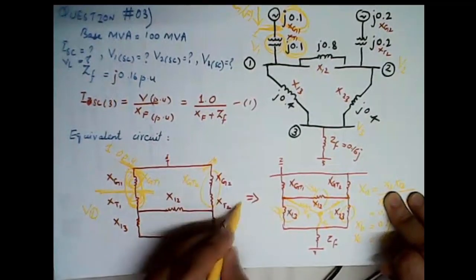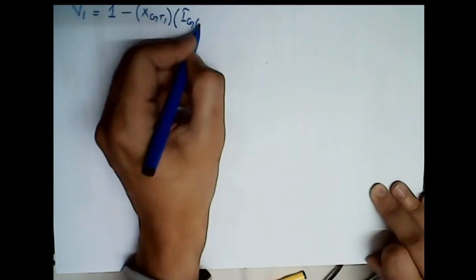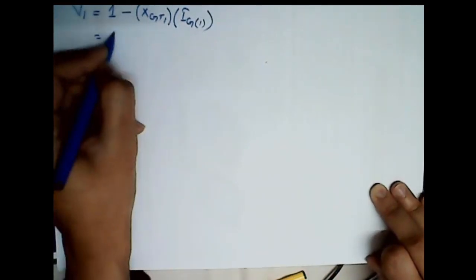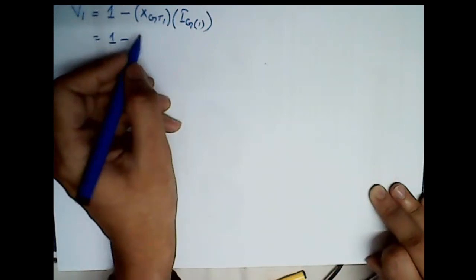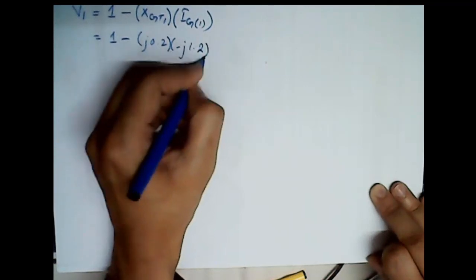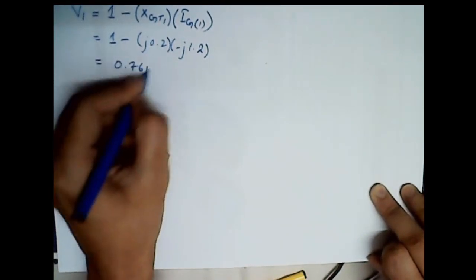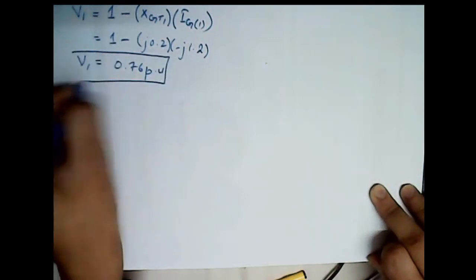V1 and V2, right? So now the value of V1 would be how much? V1 equals 1. Why 1? Because the generator internally generated voltage is 1 minus xgt1 times Ig1 in case of fault. So this is 1 minus j0.2 times minus j1.2. This is Ig1, this is j0.2, we have already calculated, and this will give us 0.76 per unit. This is V1, right?